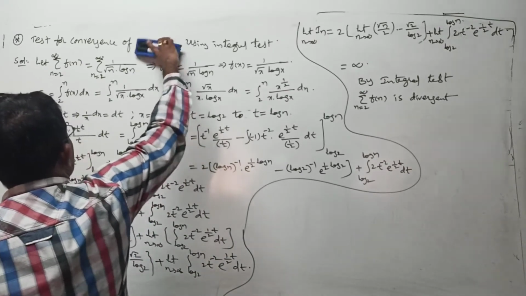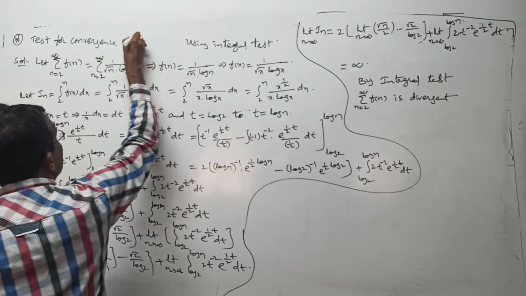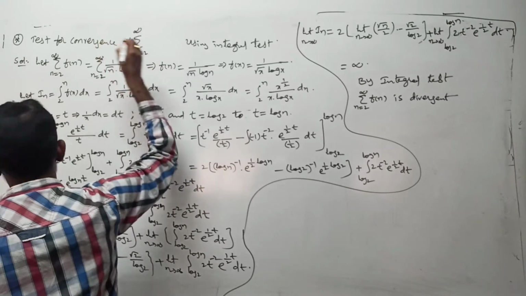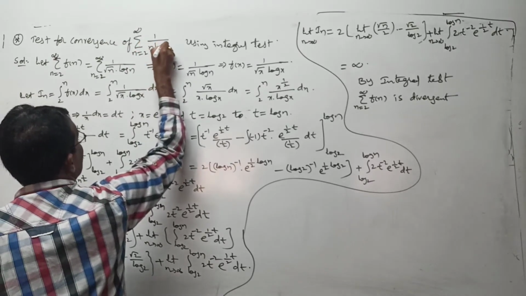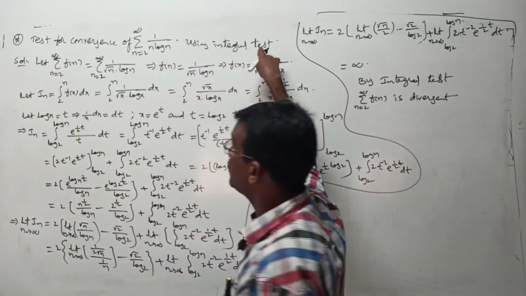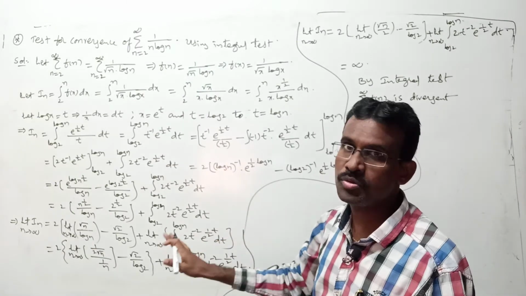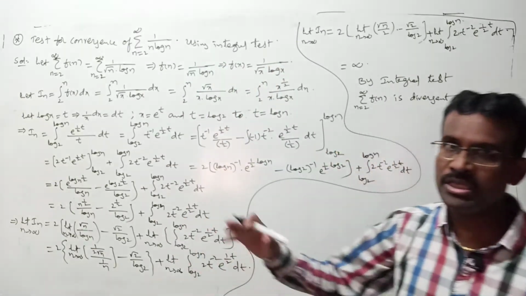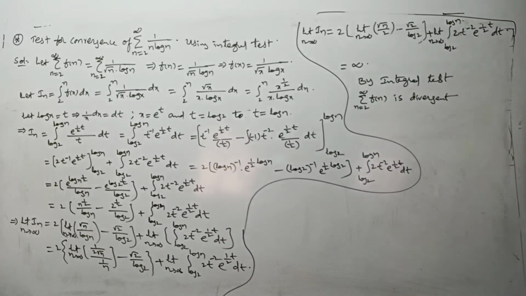Test for convergence of sigma n equal to 2 to infinity 1 by n into log n. 1 by n log n. Even if they don't mention the name, these questions you must do in where? Integral test only. But here I am giving it using the integral test. It is not compulsory. All these problems, today's all problems, you must do in where? Integral test, right?